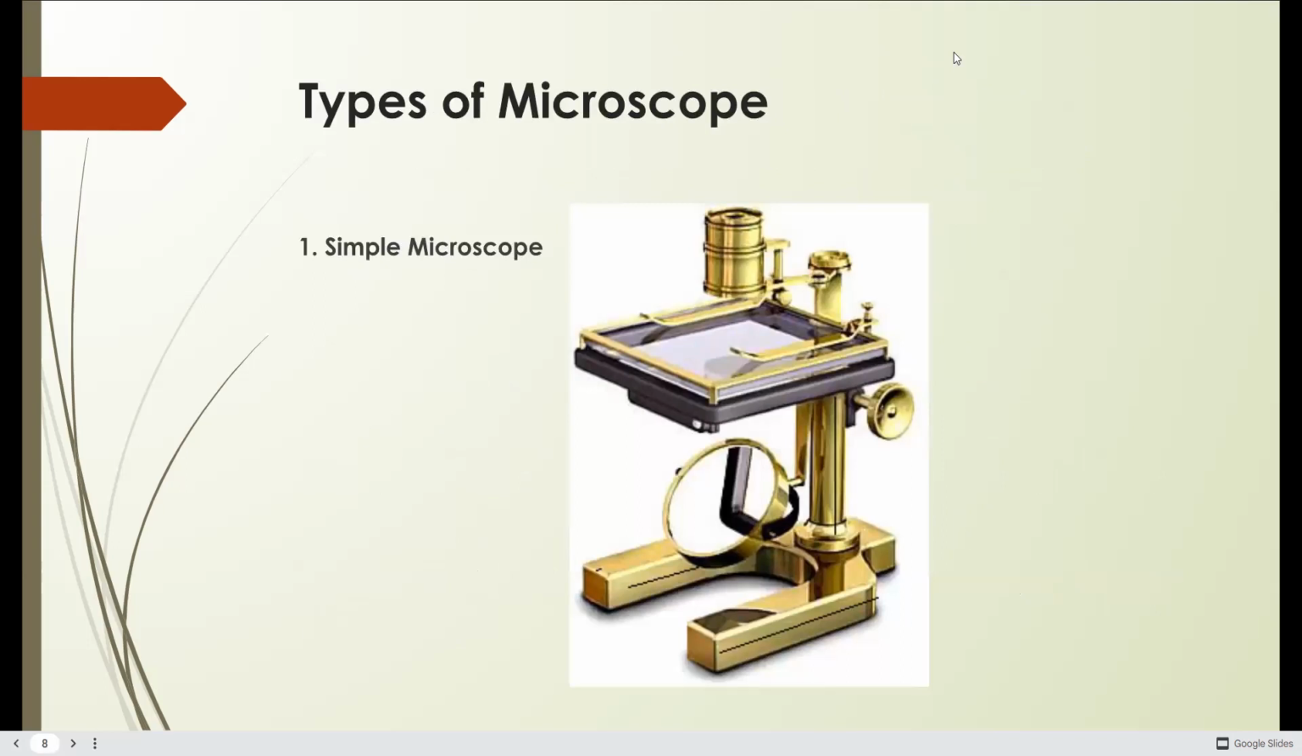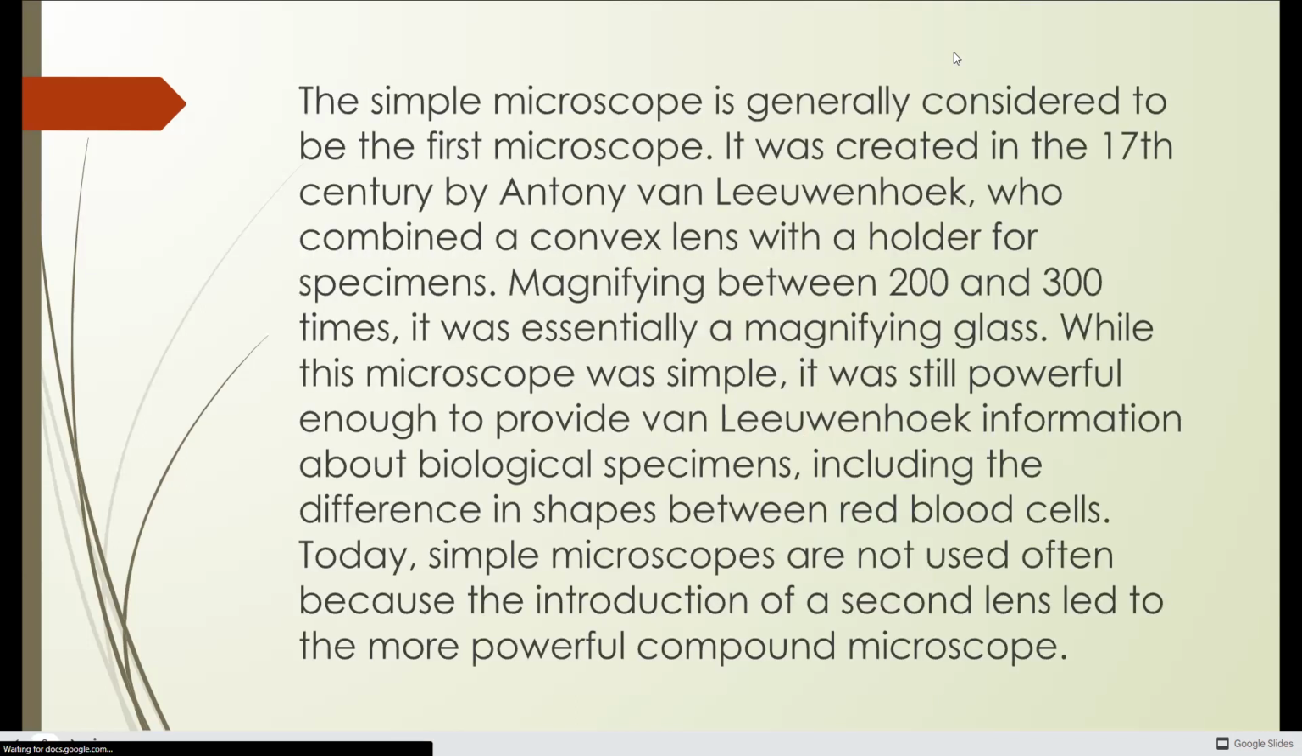Light microscope. The first type we have here is the simple microscope. A simple microscope with the lens on the eyepiece and the mirror a little lower. We have the stage and the stage plates. The simple microscope is generally considered to be the first microscope.